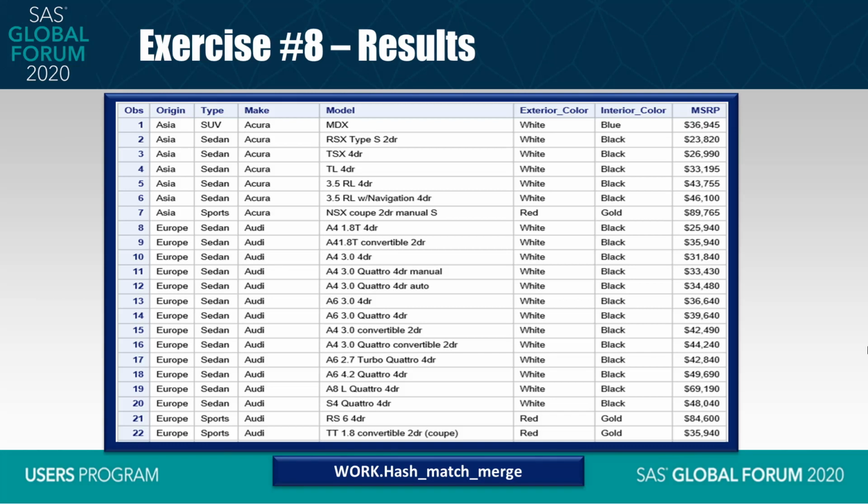And we can see that we have all the variables that we've specified here: origin, type, make, model, and MSRP from SASHELP.CARS, and type, exterior color, and interior color from the WORK.COLORS table. And these are matches. So when you run exercise 7 and exercise 8, make sure that you delve into the details so you can learn the whole process.